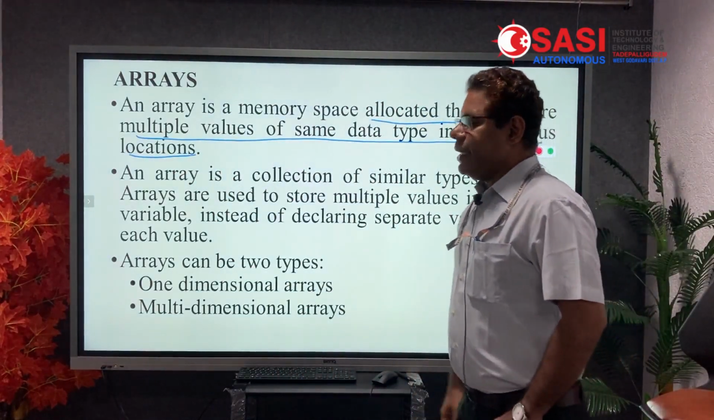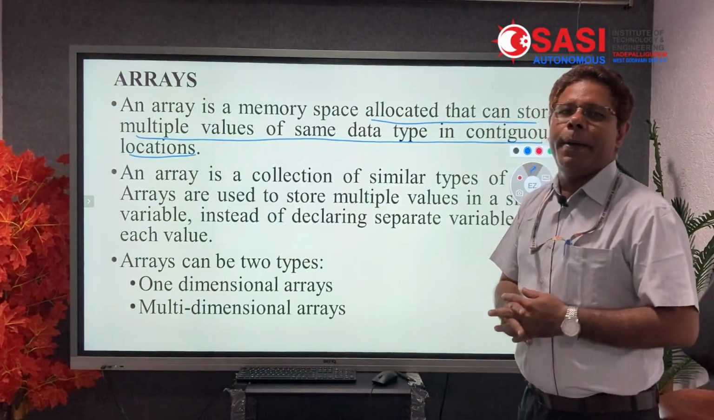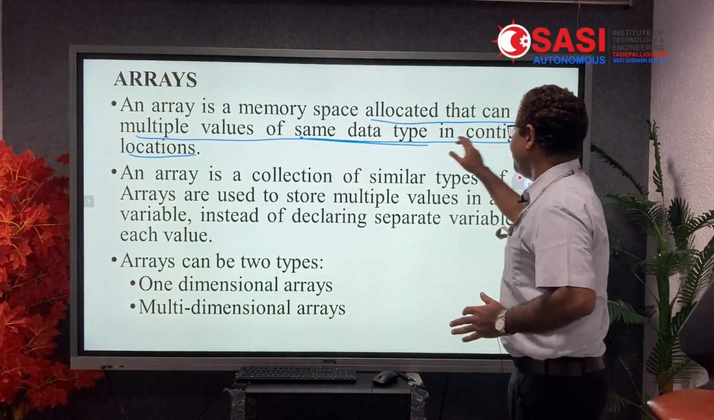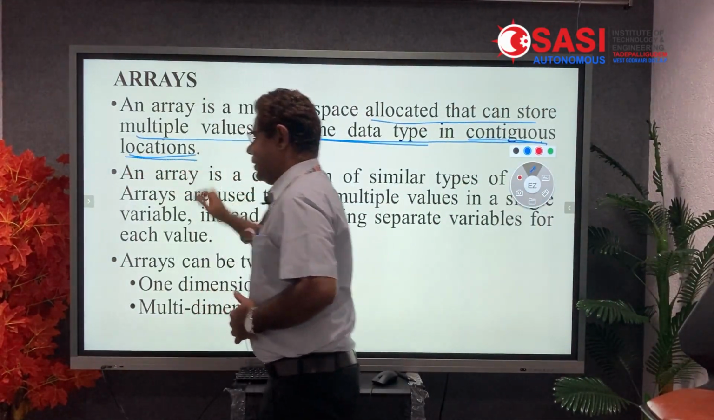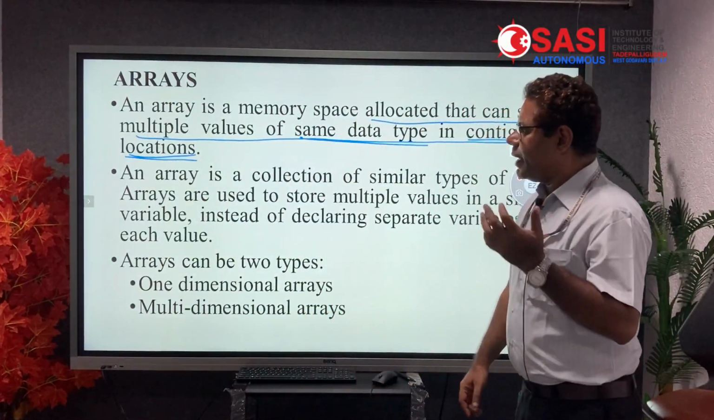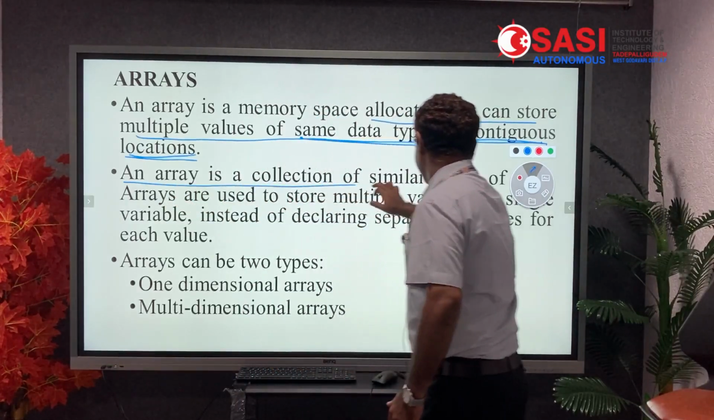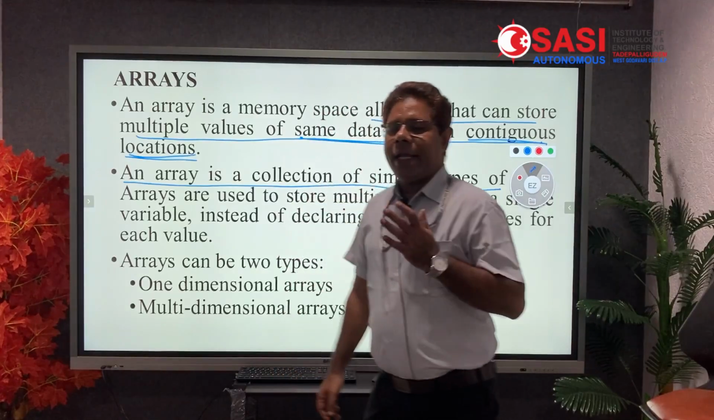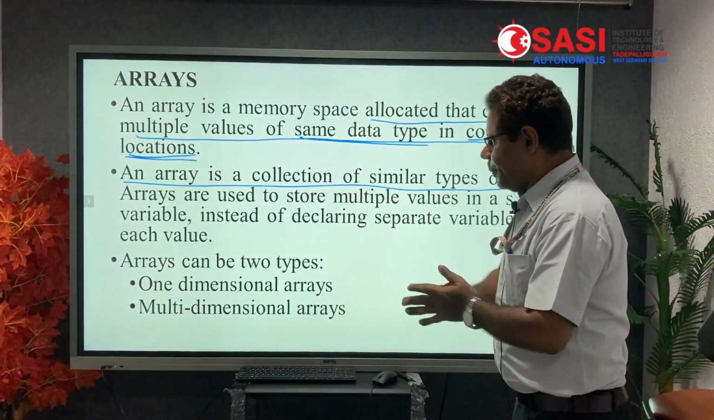So an array is a memory space where we can store multiple values of the same data type in contiguous memory locations. Or we can also say that an array is a collection of similar data type.